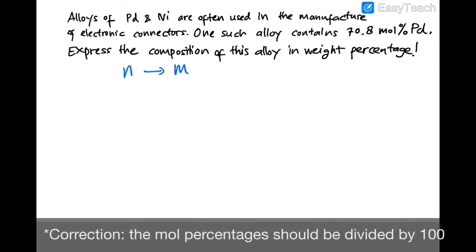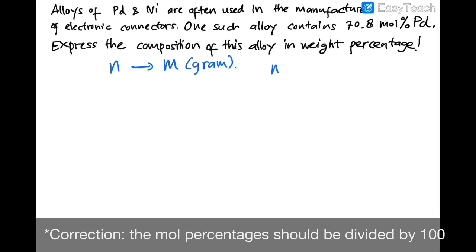In principle, we have the n, mole, and then we have to convert it to mass, in this case with the unit of gram. And of course, we would have to use the following formula: n is the same as the mass divided by the molar mass, or in this case, because it's an element, it's equal to the Ar. So first we can find the m for Pd.